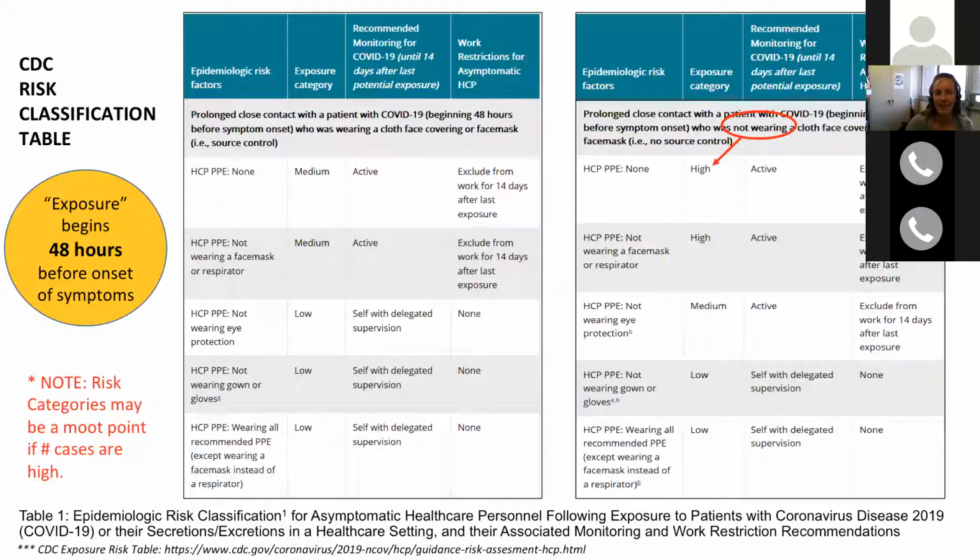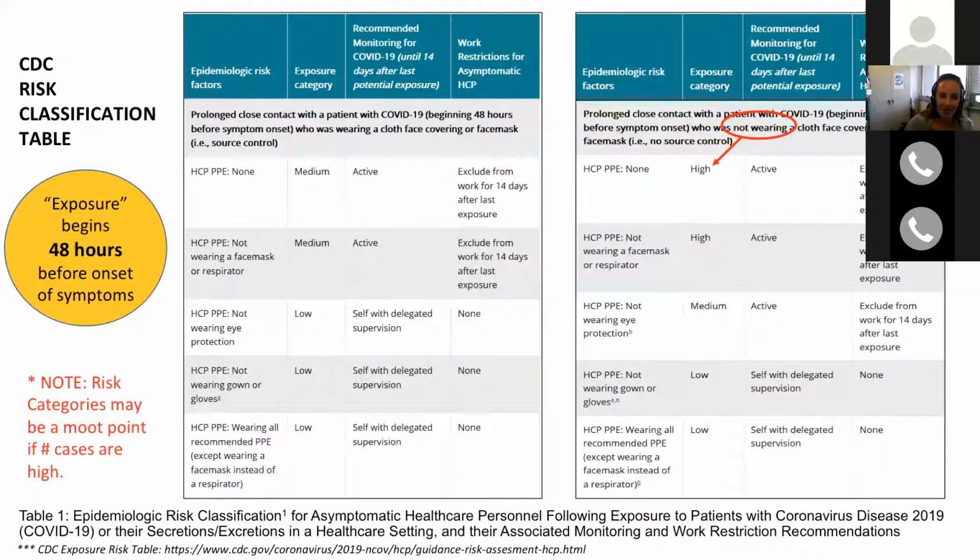For now, I don't think it is a moot point in Hawaii. These are stratified by if the patient was wearing a face mask or cloth face covering, or if they weren't. And then it's further stratified by what PPE the healthcare provider was wearing. The actions for medium and high risk exposures are the same. It's to exclude from work for 14 days after last exposure.